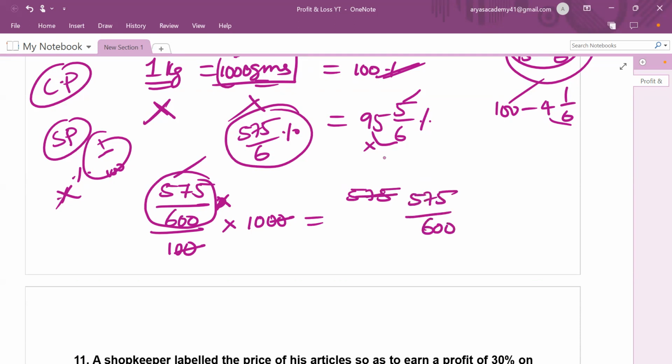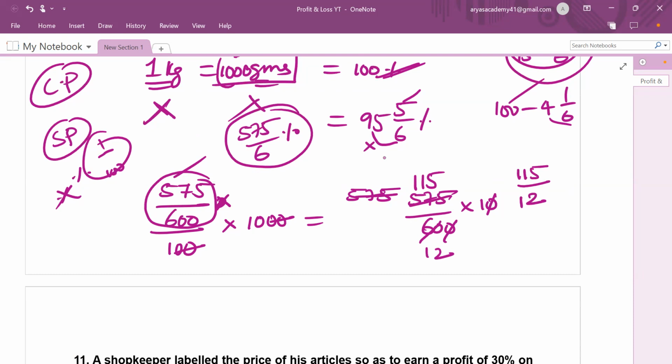575 by 600. And still we are having 110. So this 0 and this 0 will get cancelled. So you can go with 25. No, I think we can go with 5 actually. 5 will go 12 times. 5 ones are 5, 5 5s are 25. So finally we are left with this 115 by 12.